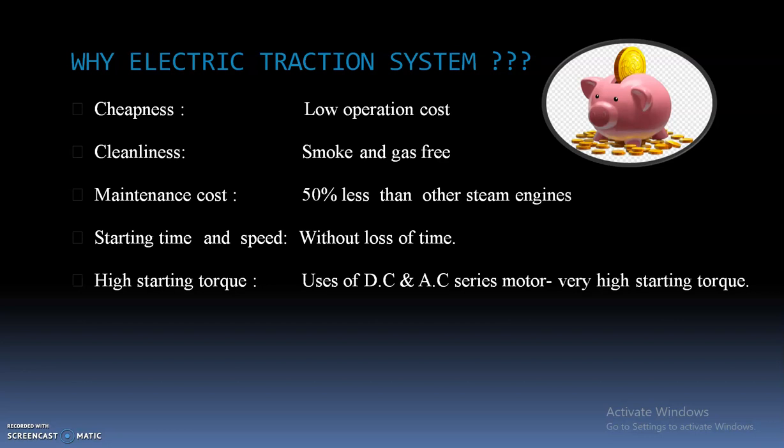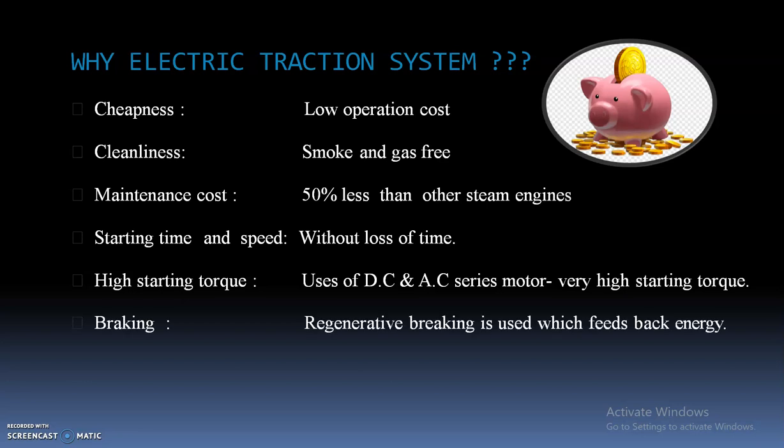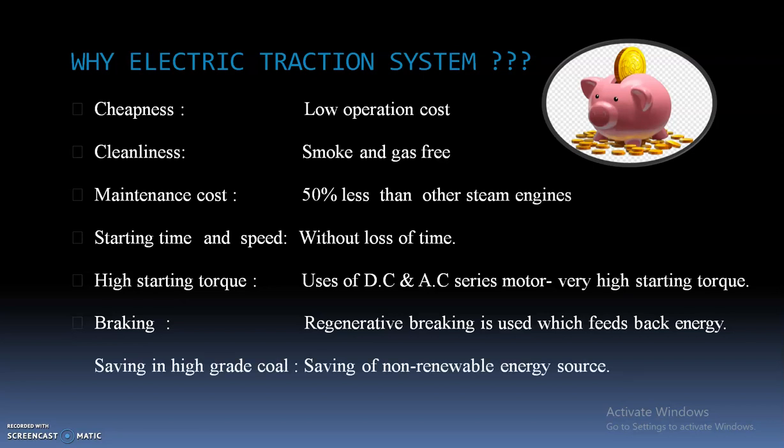High starting torque. The motors that are used in traction are DC and AC series motors, which naturally have very high starting torque. And the braking system. This is one of the greatest advantages of electric traction system. The electric traction system employs regenerative braking, which saves a lot of energy and which can be done only in electric traction system. And saving in high grade coal. The electric traction system saves a lot of non-renewable energy sources and is environmentally friendly.